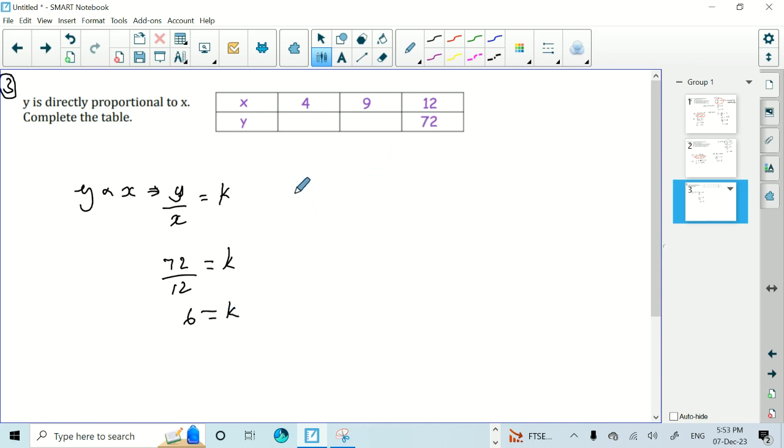Well, that means, it says complete the table, if I multiply 4 by 6, so 4 times 6 is equal to 24. So that will help me complete the table. So 24, I put it in here, 24, and 9 times 6 will be equal to 54. So I've completed the table for another mark. And that's an introduction to direct proportion.